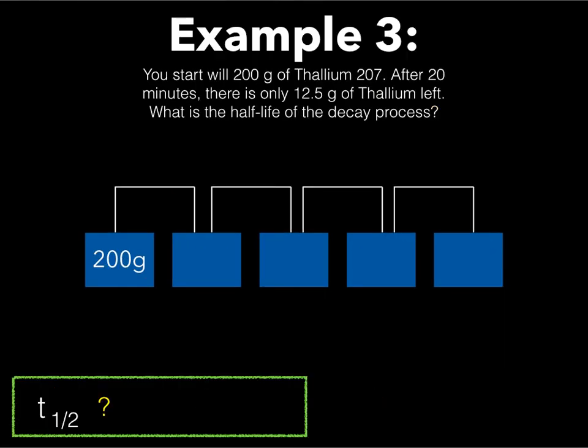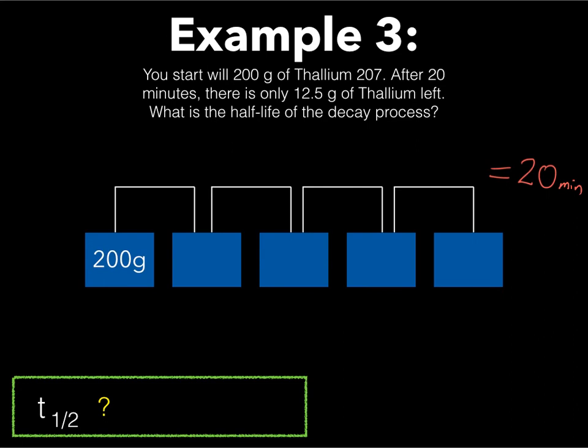Last example problem. You start with 200 grams of thallium-207. After 20 minutes, there was only 12.5 grams of thallium left. So what is the half-life of the decay process? This question is asking you to calculate what our half-life is. How long does it take for half of the sample to decay? We know the total amount of time that went by was 20 minutes. So whatever this is, it's going to equal 20 minutes.